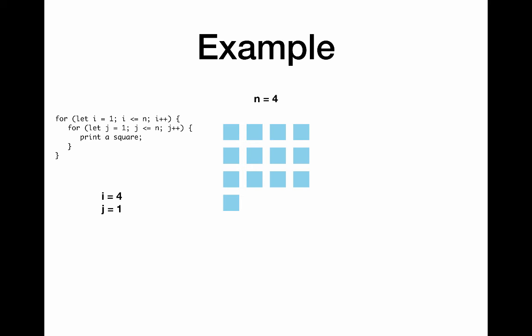Go into the loop, print a square, plus plus, print a square, plus plus, print a square, plus plus, print a square. Now J goes up to 5. The inner loop is done, which means I++, now I goes up to 5. We go back to the outer loop. 5 is no longer less than or equal to 4, so that ends the execution of the outer loop, which means we don't go into the inner loop another time, and we're done. Okay, and now we have printed all 16 squares.